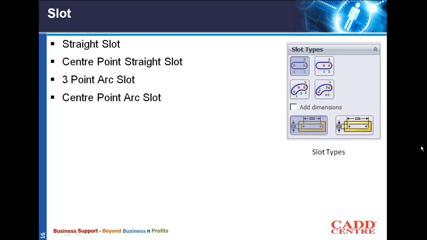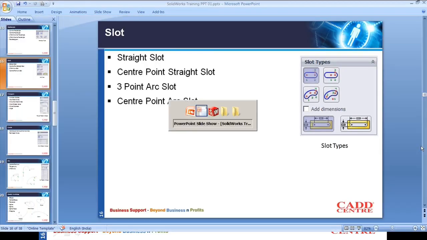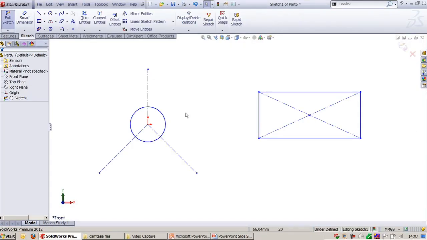And the next slot is center point straight slot. The next slot will be created using center point and the 2 defining points. 3-point arc slot and center point arc slot will look similar, but only the way we input the points differs. Now let's see this in software. Now I would like to create a straight slot in this area. Let's see how we can create this.